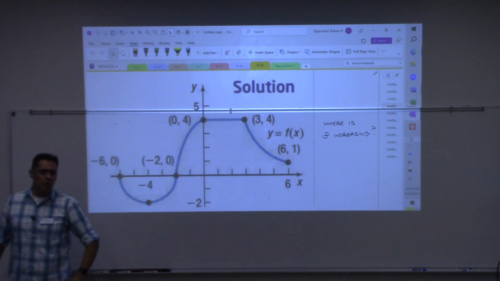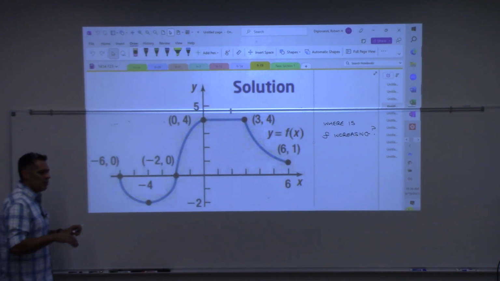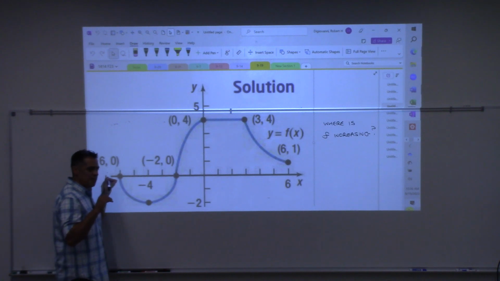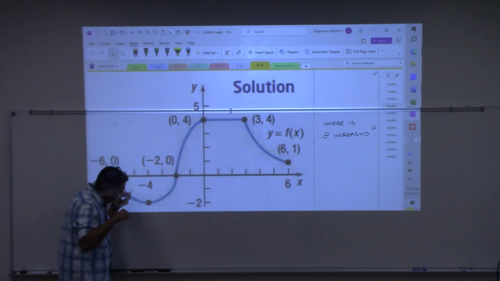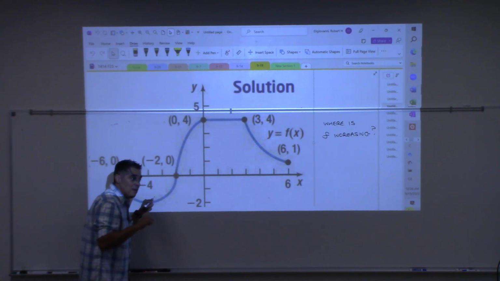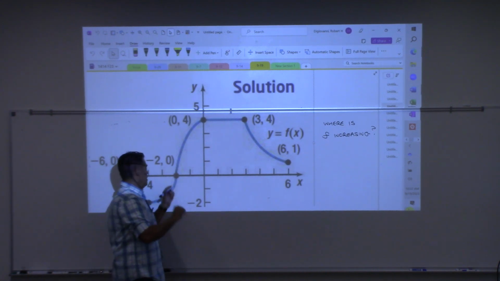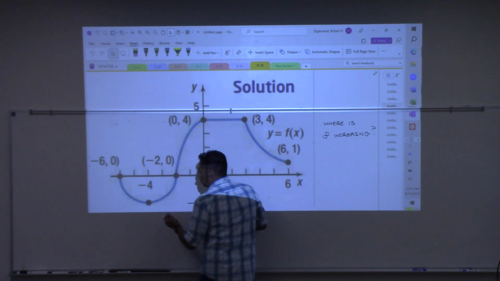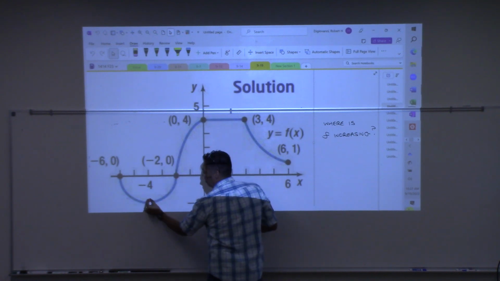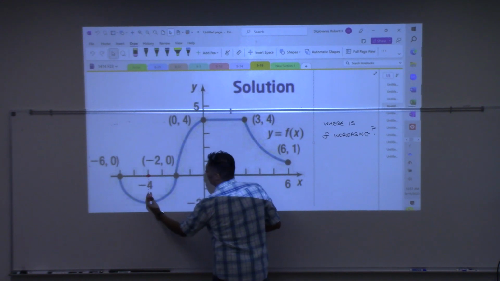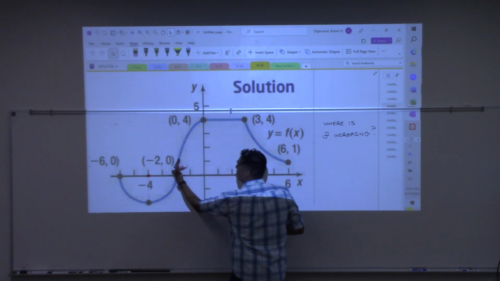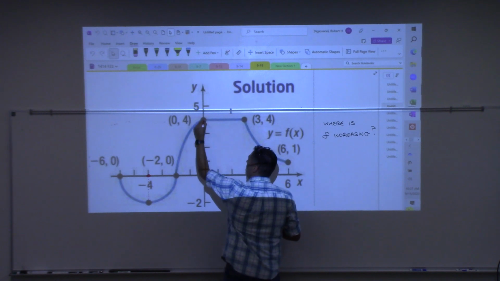So what you want to do is look at your graph, and I like to think of it like you're riding a roller coaster. Start at the left, the way you'd read a book from left to right: decreasing as you're going down, increasing as you're going up. So first I'm going down until I get to the bottom, and then I start going up, from about here, all the way to here.